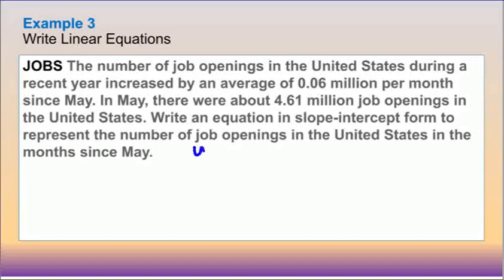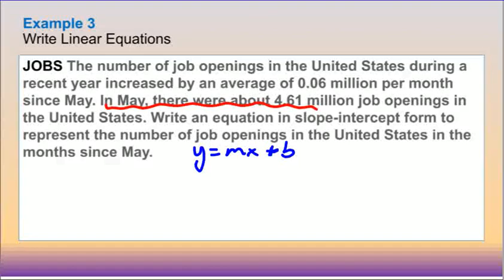So again, we need to have our equation in y equals mx plus b. And here the b is always our starting point. How much did they start off with? So what was the job openings in May? And it says in May there were about 4.61 million jobs. So I'm going to put 4.61 for my b. The x is going to be the number of months since May. And since we don't know the specific month since May, we keep that as an x.